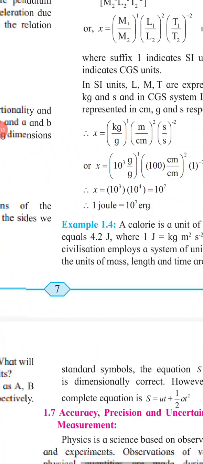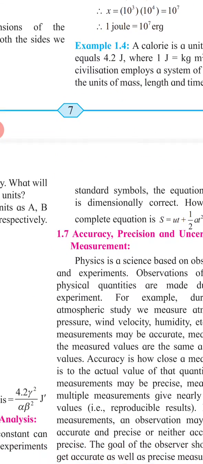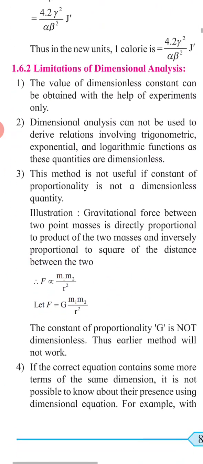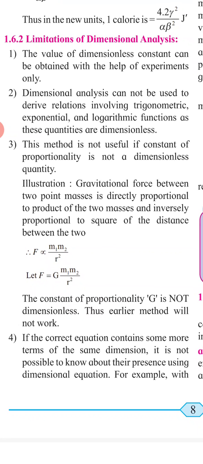Now if you want to see the limitations, you can see them here. What are the limitations of dimensional analysis? The values of dimensionless constants can be obtained with the help of experiments only. So constants you can calculate only on the basis of experiment. Then dimensional analysis cannot be used to derive relations involving trigonometric, exponential and logarithmic functions, as these quantities are dimensionless. Then this method is not useful if the constant of proportionality is not a dimensionless quantity.